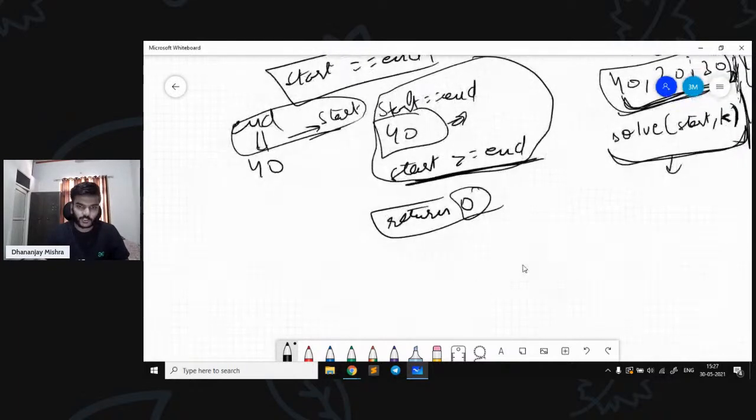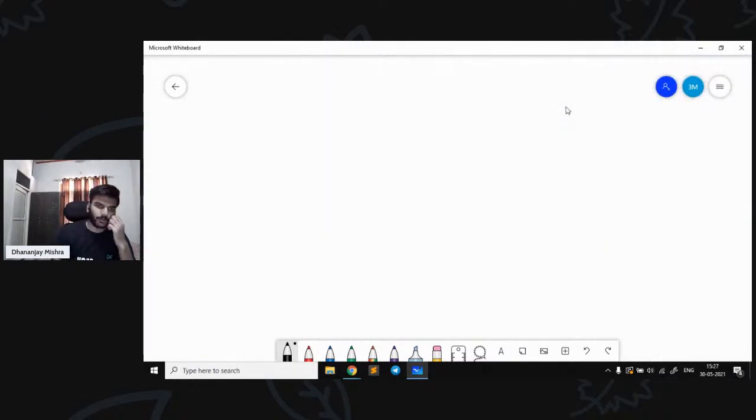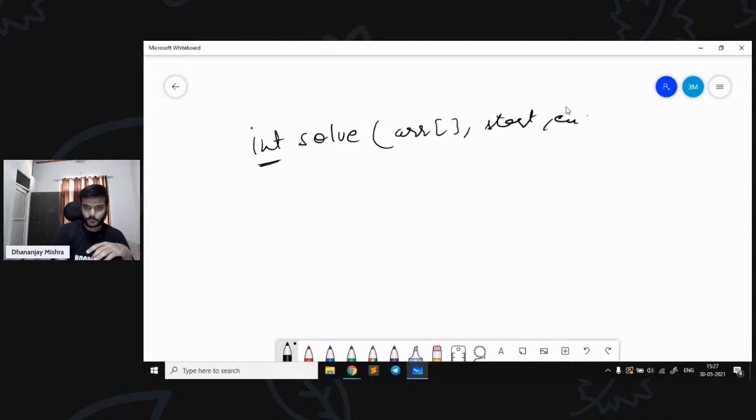Now I hope the working of this recursion function is clear to you. Now we will look at the code, how this recursion function will look. As discussed, we have a return type of integer. Let us name the recursion function solve. We will pass the array and the range. So when we call the solve function from the main function, in the first call the start will be pointing to the first index and end will be pointing to the last index, that is n minus 1.